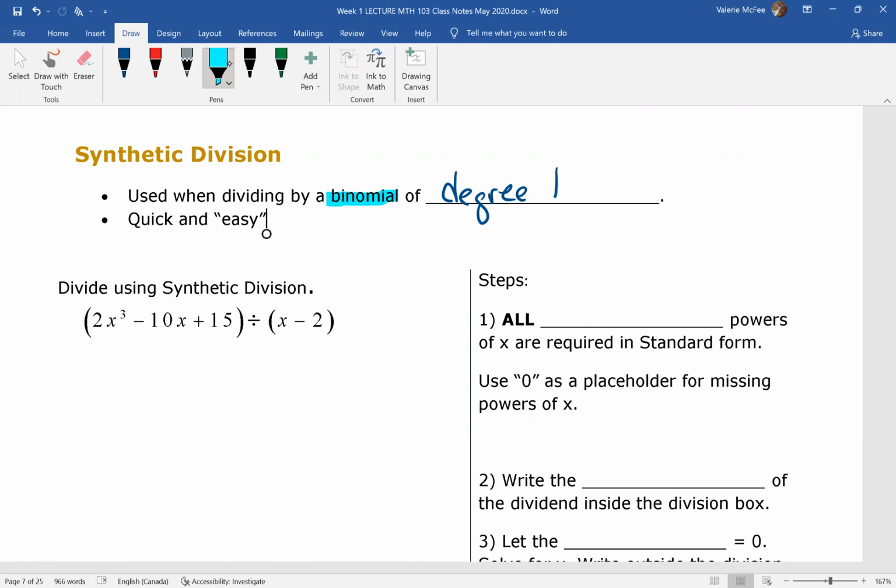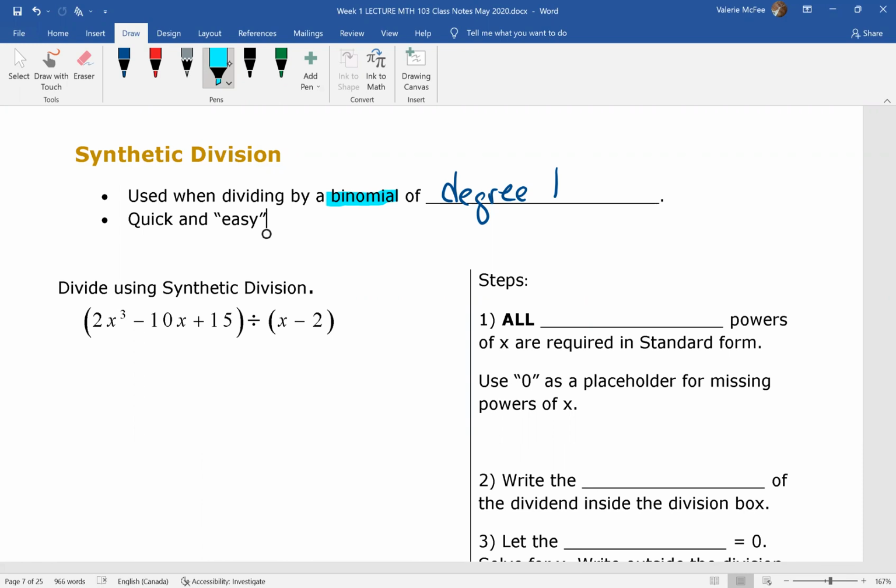So it is important that you know how to use long division, and that if we ask for polynomial long division on your test or your final exam, that's the process we want you to show. If we ask for synthetic division, that's the process we want you to show.